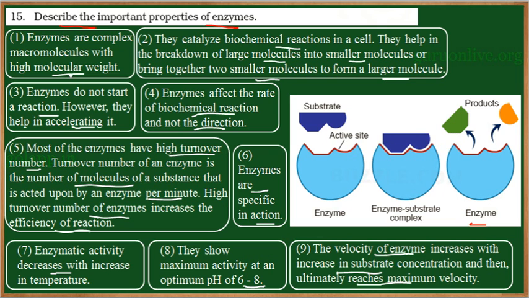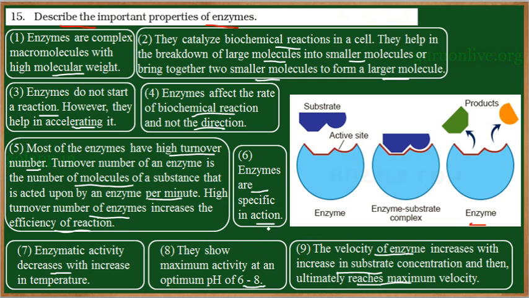They have high molecular weight, they are protein in nature, and they can either build a complex substance or break a complex substance. They cannot start on their own, they require an accelerating unit. Enzymes do not alter the direction of a reaction, but they can increase or decrease the rate of the reaction. They have a high turnover number, and this depends upon the amount of substrate available. The more substrate available, the higher the turnover, and hence the rate of reaction will be more.